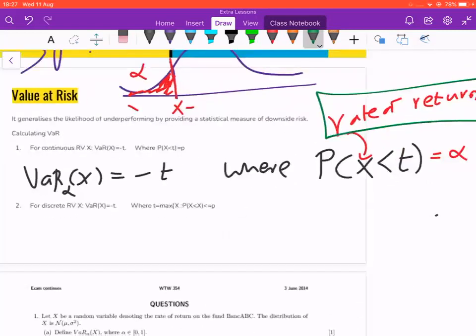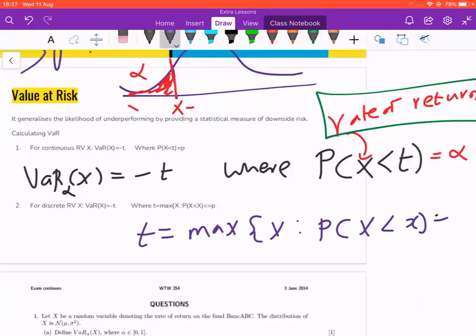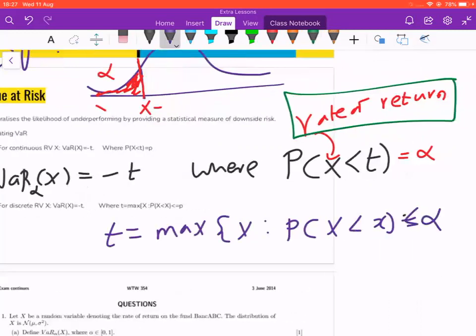For discrete, you follow the same thing, but you say that t is going to be the maximum value of x such that the probability of x less than or equal to t is less than or equal to alpha. I will just call it alpha for now because I forgot these Greek symbols. So this is how you describe your VaR.